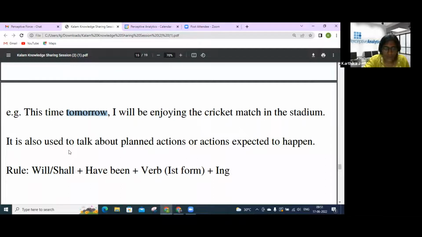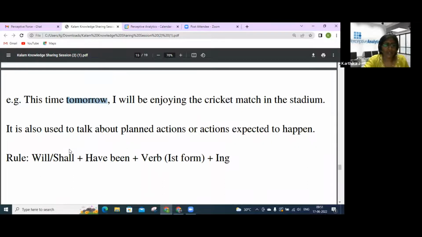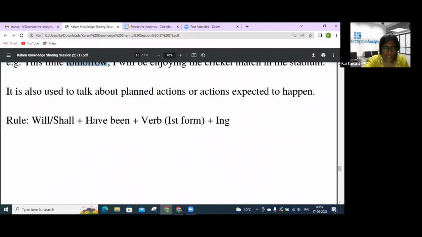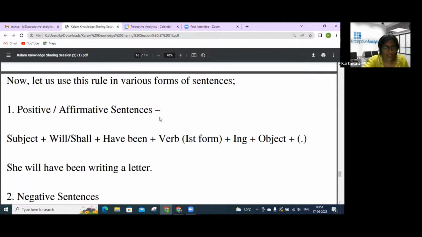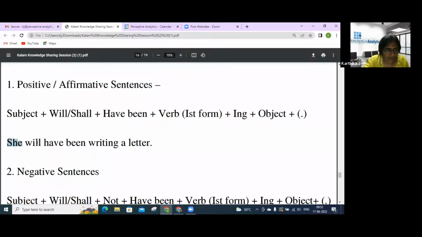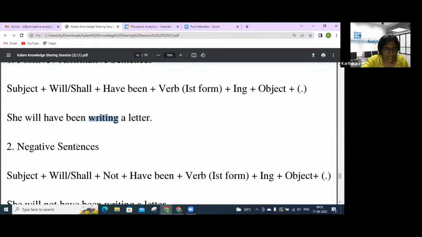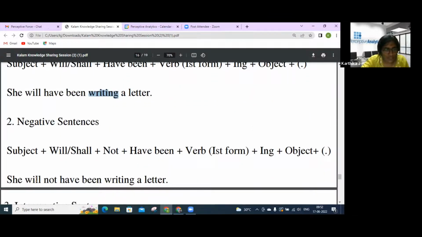It is also used to talk about a planned action or an action expected to happen. The rule for this: will or shall plus have been plus verb first form plus ing. Here, subject plus will or shall have been plus V1 verb plus ing plus object. So she will have been, the verb is write, so I added verb plus ing, then a letter. So, she will have been writing a letter. And if it is negative, we just have to use not. So, she will not have been writing a letter.